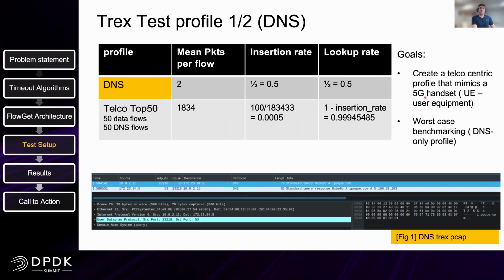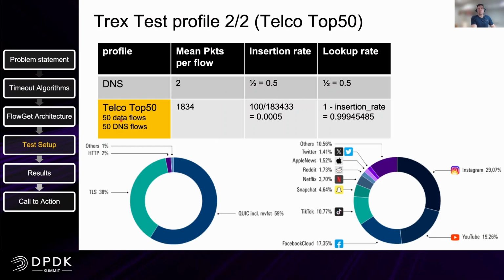However, for a more realistic telco-centric profile, we define the telco top 50. This includes the 50 most used applications plus their corresponding DNS flows. That results in 1800 packets per flow on average, and a very low insert rate and a high lookup rate of 99%.